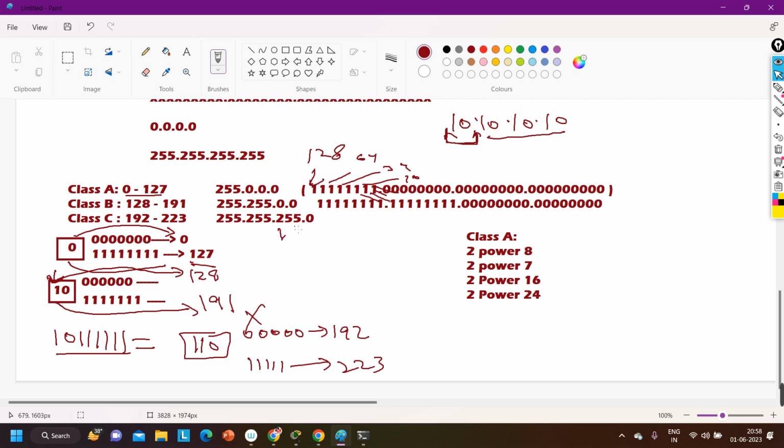Now I am writing one more IP address over here, 172.16.0.0. Which class does this IP address belong to? Class B. Because here the first octet value is 172, and whenever the value is in this range, that IP address belongs to class B. If I write 192.168.10.10, which class does it belong to? Class C, because this value is 192, and the range for class C is 192 to 223.